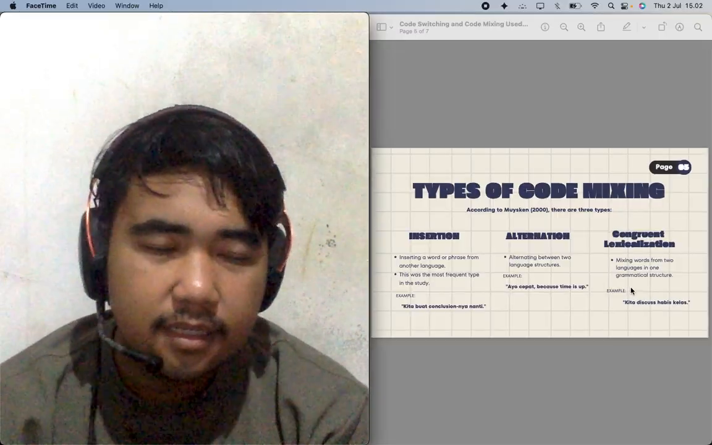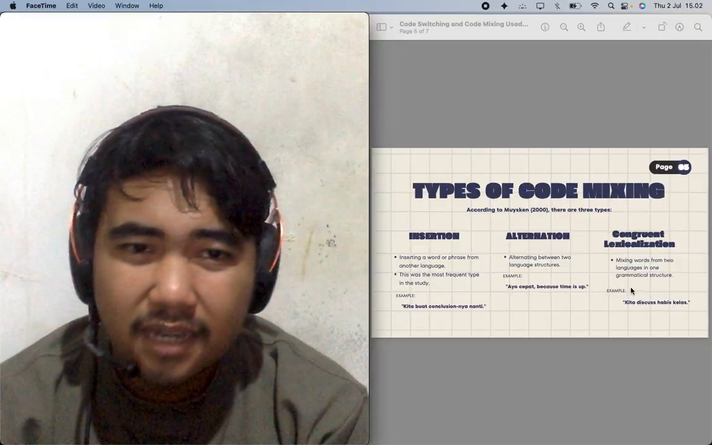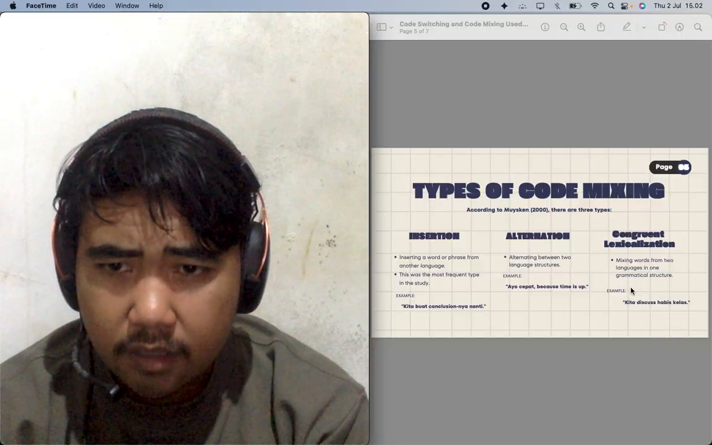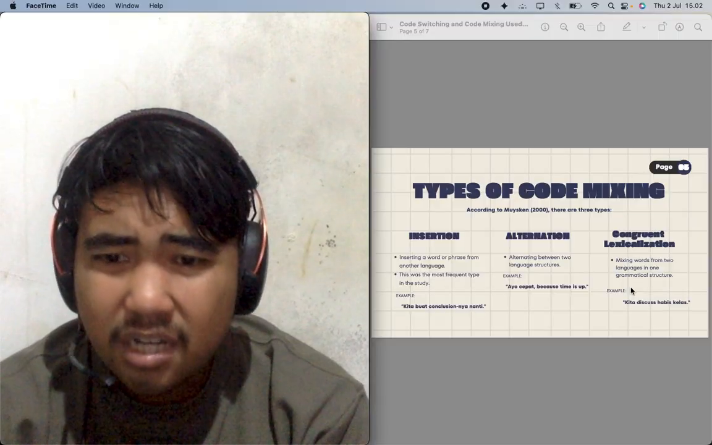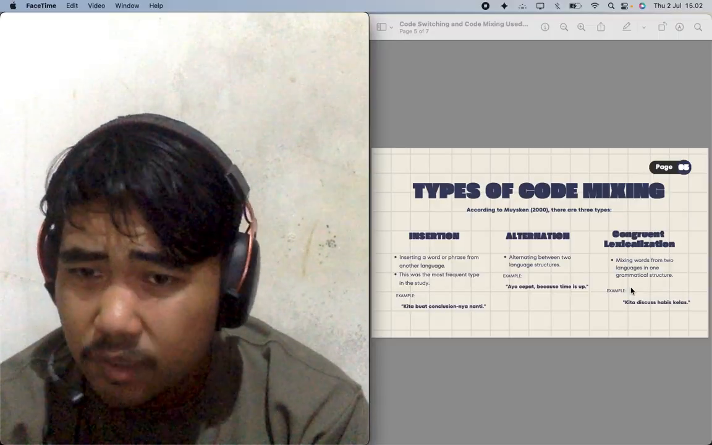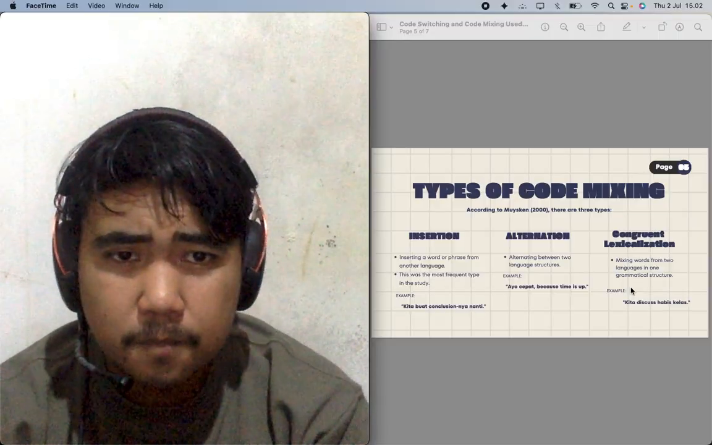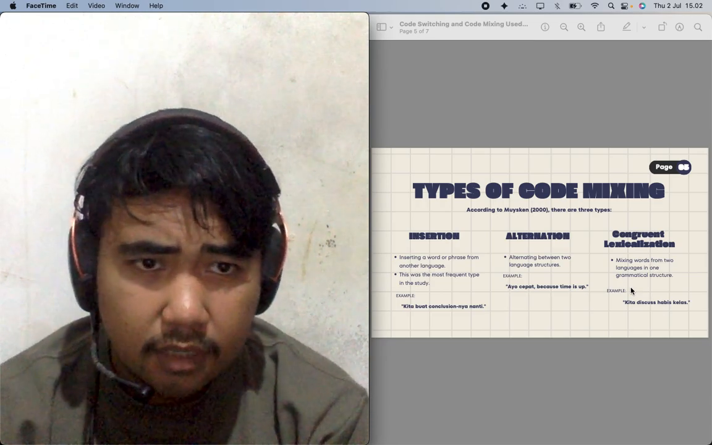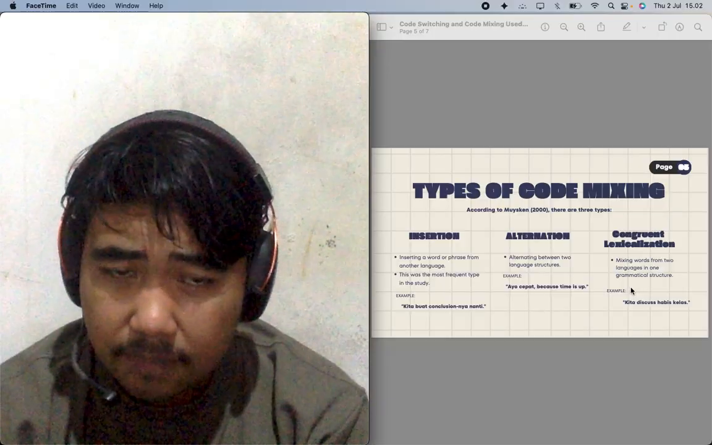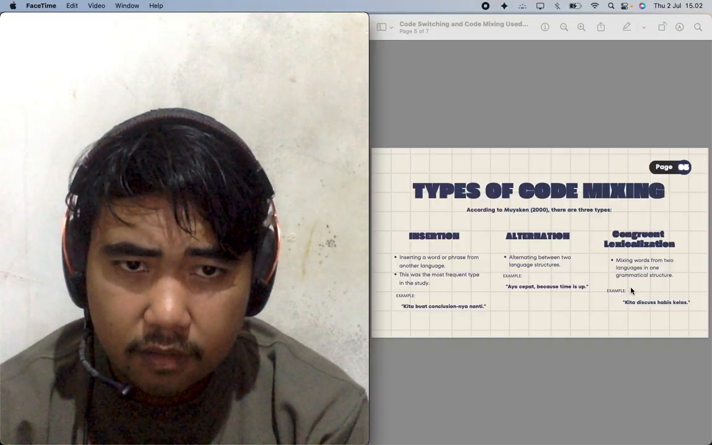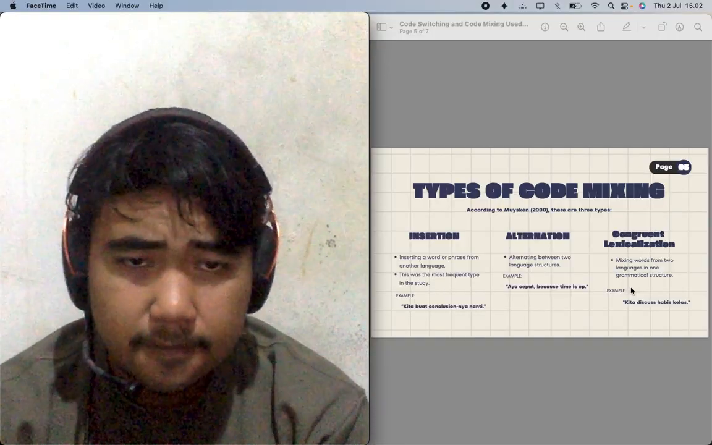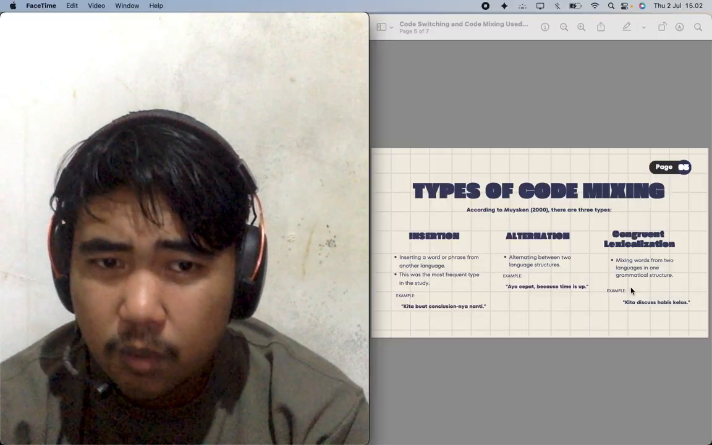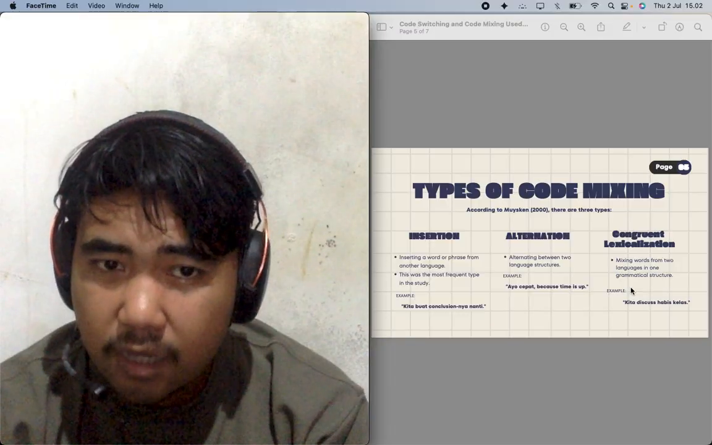And next slide, it explains about types of code mixing. So what actually is code mixing? Code mixing is inserting elements from one language into another language. According to Muysken 2000, there are three types. The first type is insertion. Insertion is about inserting a word or phrase from another language.